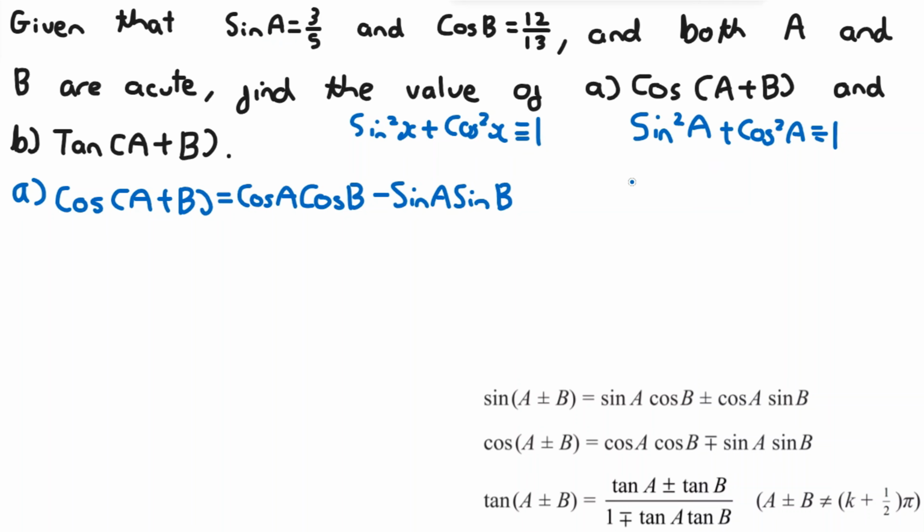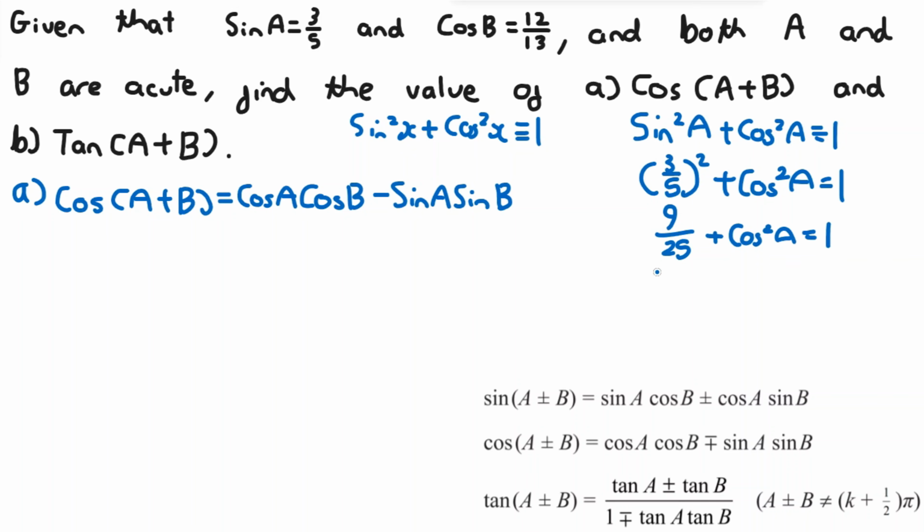We know what sin A is, so sin squared A is going to be 3 over 5 squared plus, and we don't know what cos of A is. We know what cos of B is, but we don't know what cos of A is. So we're going to leave this as cos squared A, and this is equal to 1. 3 over 5 squared is equal to 9 over 25 plus cos squared A, and this is equal to 1. Move the 9 over 25 onto the other side, so cos squared A is equal to 1 minus 9 over 25, which is equal to 16 over 25, and therefore square root both sides to get cos A is equal to 4 over 5.